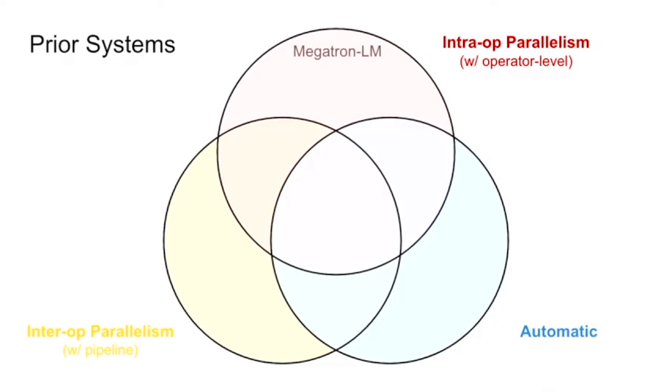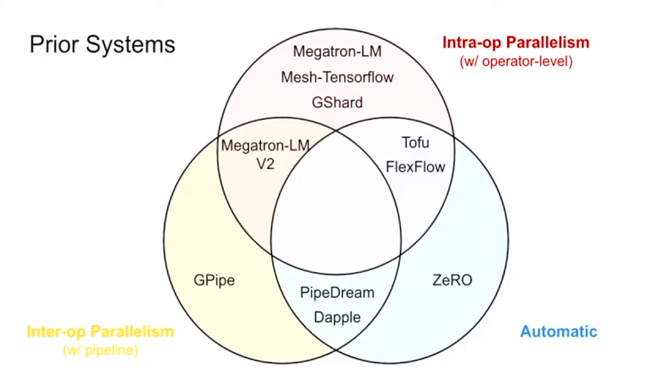First, people designed specialized strategies for specific models. Like NVIDIA's famous system, Megatron-LM, is a good example. It designs a specific strategy for parallelizing the transformer language model like GPT-3. And later, they improved it by adding interoperator parallelism for better scalability. And there are also a lot of other systems trying to address this problem. However, they either cannot support both types of parallelism or cannot automatically apply to a custom model, meaning that they cannot generalize, or they have much worse performance. In contrast, Alpa is the first system that can solve both types of parallelism automatically.